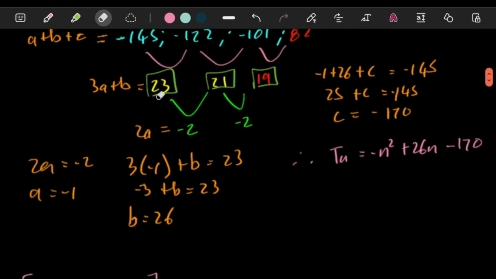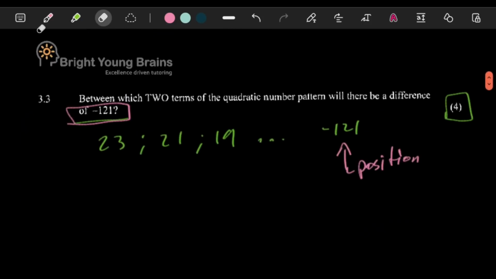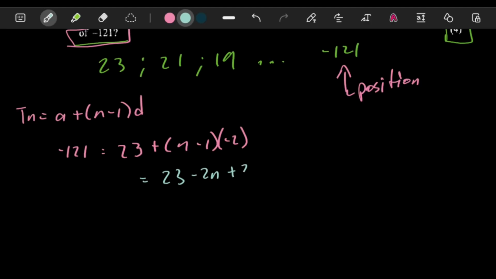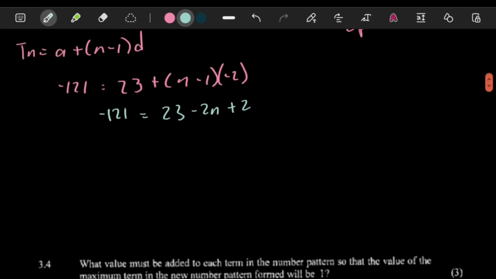You see, if this is a sequence here, the common difference is -2. Knowing that, you know that Tn is equal to A plus (n minus 1)d. Tn here is -121, A is 23, n we don't know, that's what we're working out, and d is the common difference, so that's -2. So this is 23, and then this is -2n plus 2, equals -121.